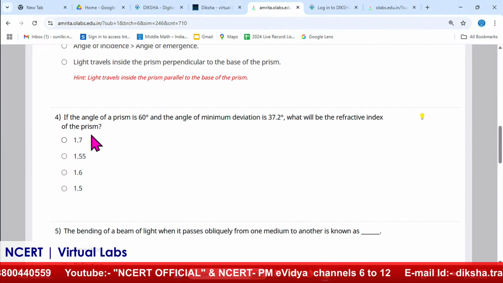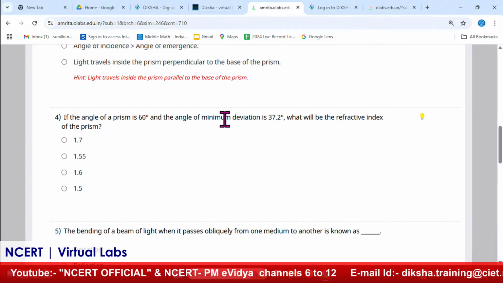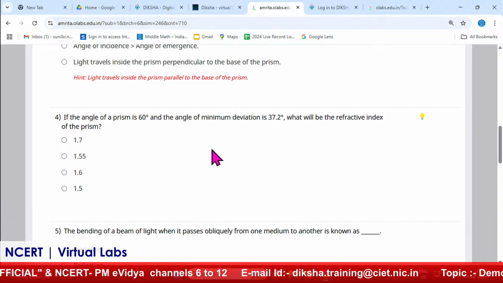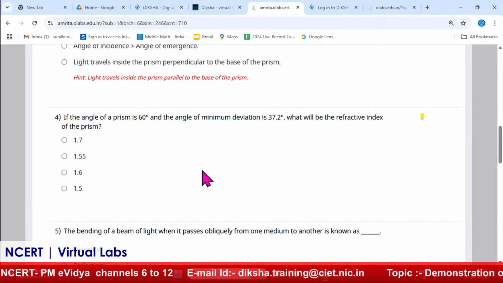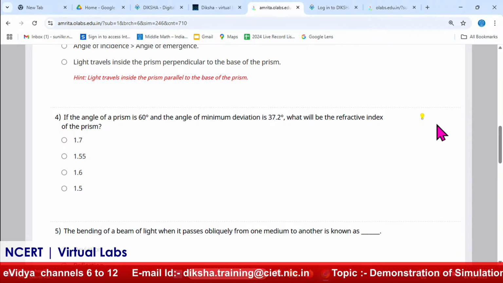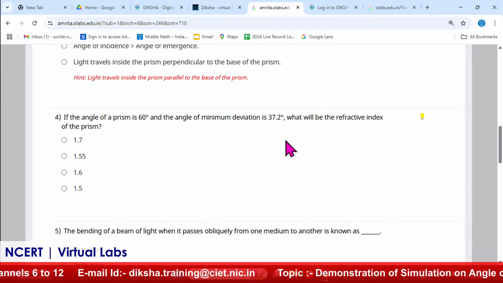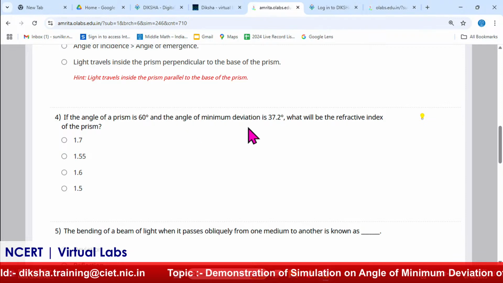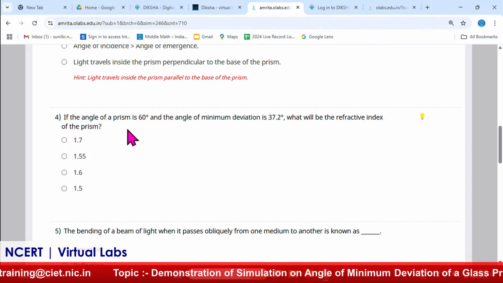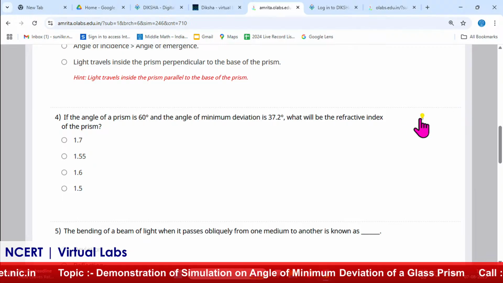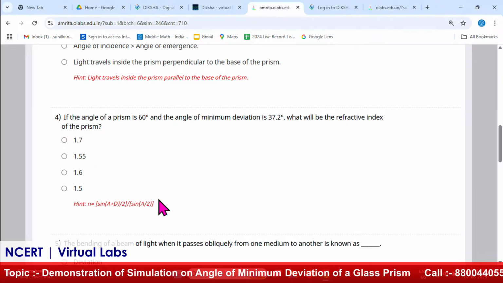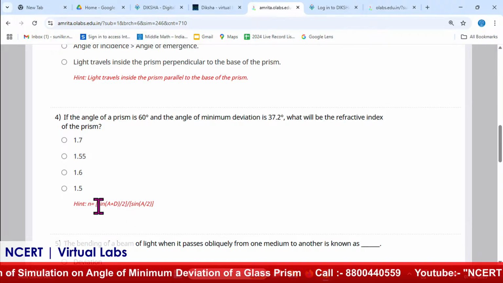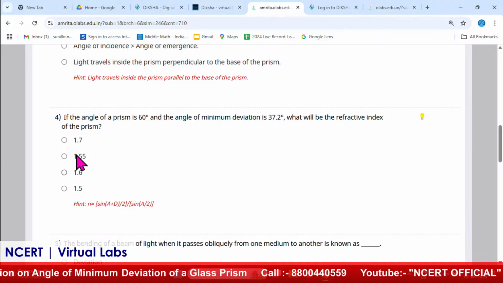Then we can come to the next part. If the angle of a prism is 60 degrees, the angle of minimum deviation is 37.2 degrees. What will be the refractive index of the prism? So see, in that formula we have seen that only A and D are required for calculating the refractive index, which is mu equals sin((A plus D) by 2) upon sin(A by 2). So using that formula, a learner can easily calculate the value. And if he is not able to recall that formula, it is written over here in the hint part. So using this formula they can calculate this value, right?